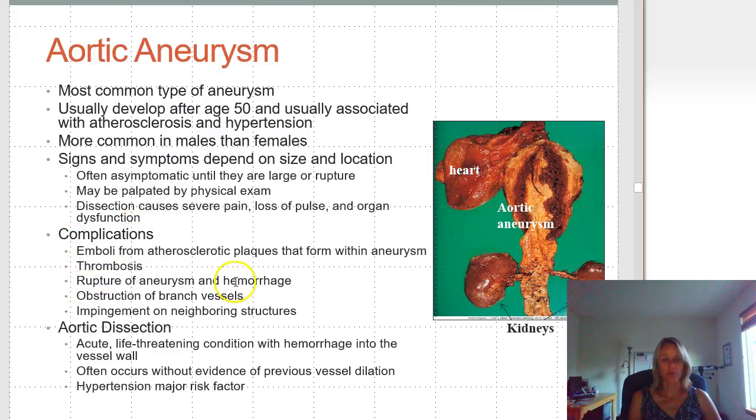Complications can include rupture and hemorrhage, obstruction of branch vessels, impingement on neighboring structures if it's really big, emboli, and thromboses. And then aortic dissection. So once again, that dissection where the blood dissects the layers of the blood vessel wall. Hypertension is a big risk factor for aortic dissection.